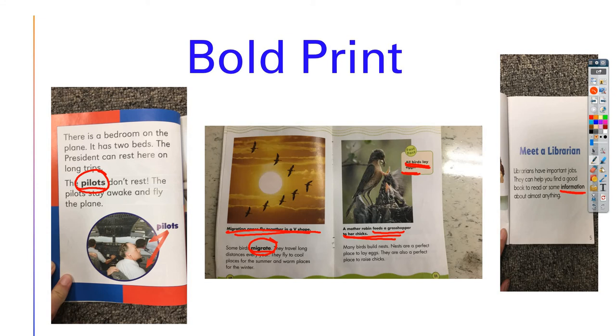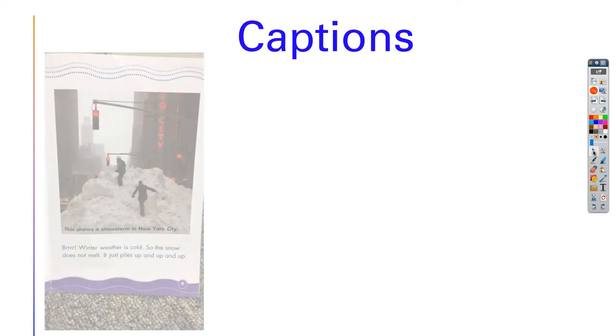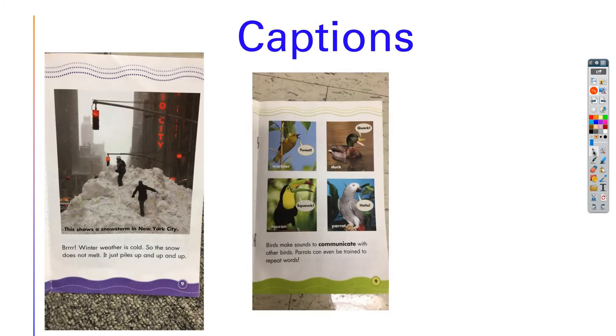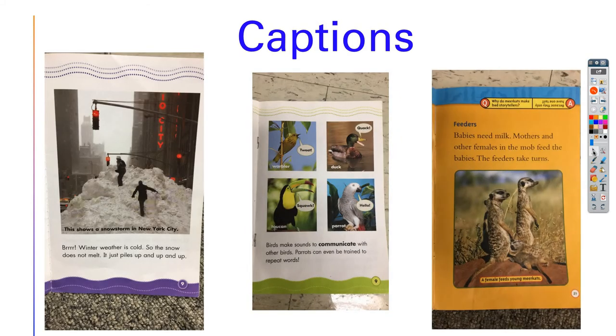Good. All right, so let's look at another text feature that they might have. So we've done headings. We've done bold print. Oh, some stories, some nonfiction stories will have captions. Let's look at 3 pages and I'll show you the captions, or what a caption is. All right, so captions. Captions are words on a picture.